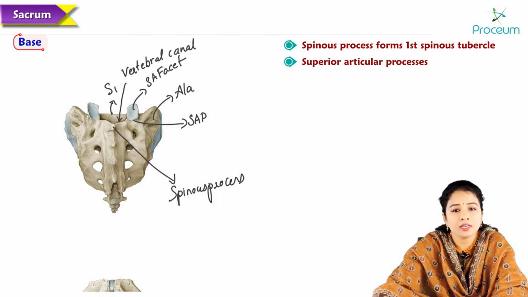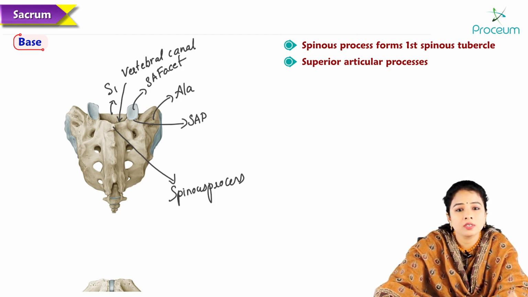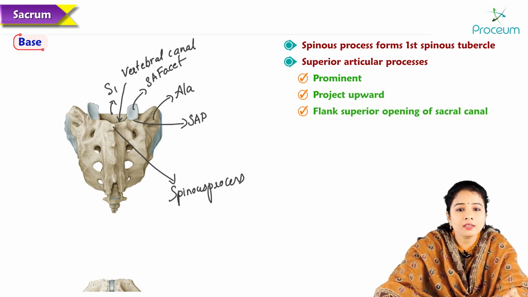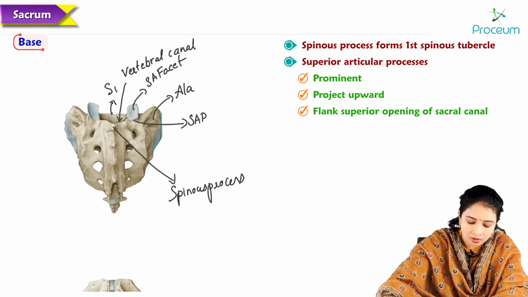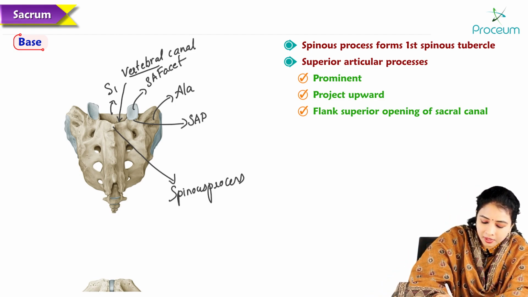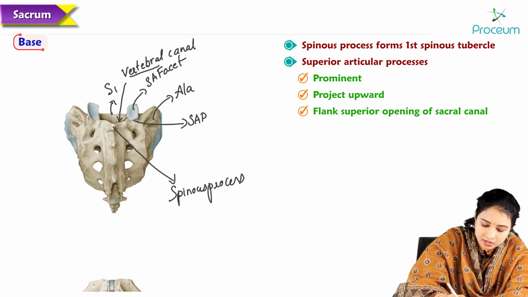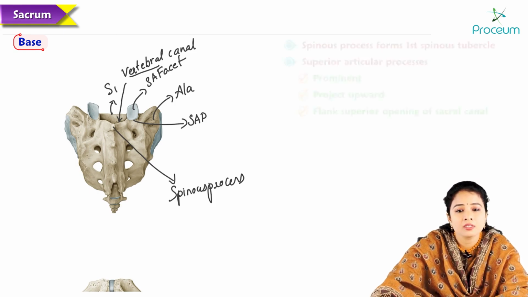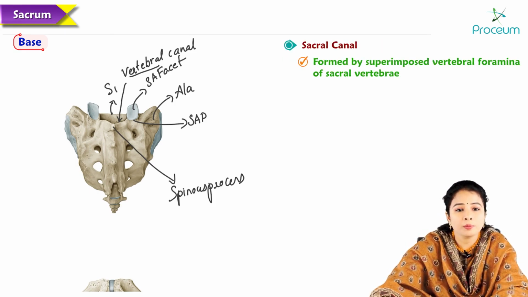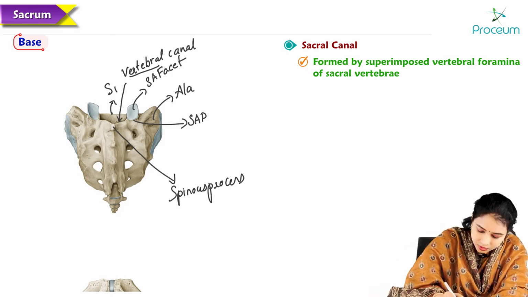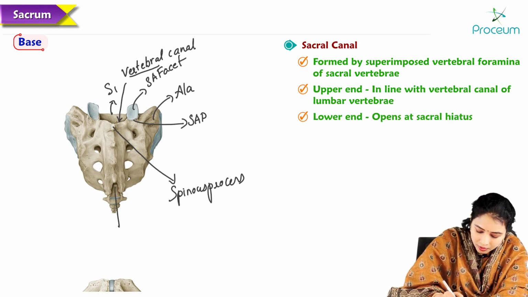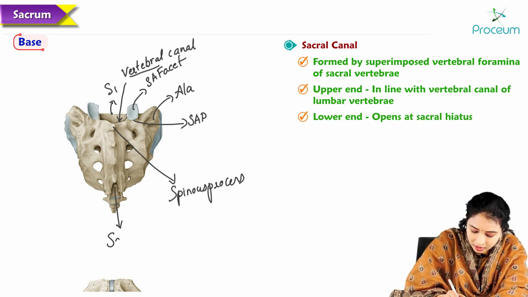Superior articulating processes form the most prominent, and they project upwards and they flank the opening of sacral canal, which is nothing but the vertebral canal. So you can see they are flanking the sacral canal or the vertebral canal. Sacral canal is formed by the superimposed vertebral foramina of sacral vertebra. At the upper end it is continuous with the vertebral canal of lumbar vertebra, and at the lower end it opens as sacral hiatus.